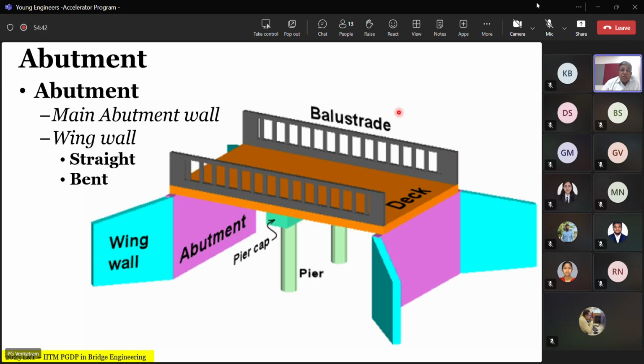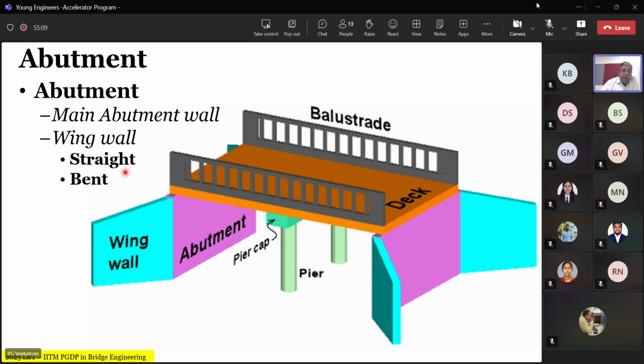So moving on from the substructure, we have another end substructure, which we call the abutment. This is generally where the bridge ends, and this is where the embankment starts. And we have a retention. We generally have an abutment wall, and we have a concept of a wing wall, and you have parapet, deck, and the pier cap.